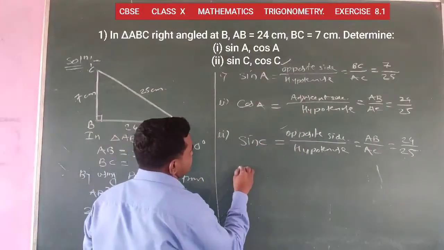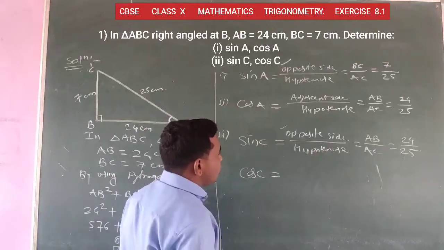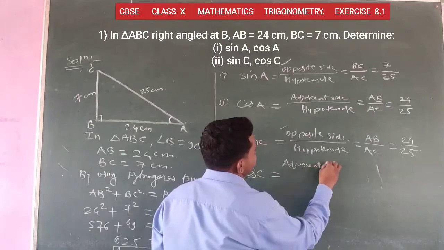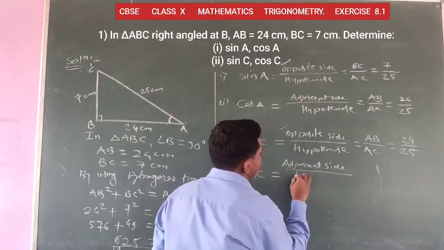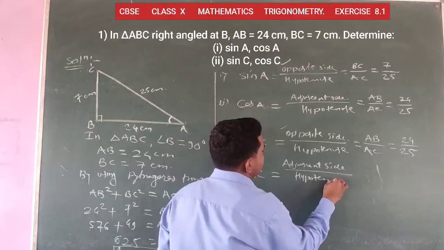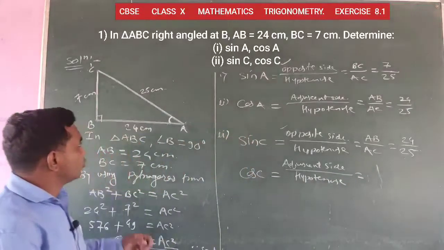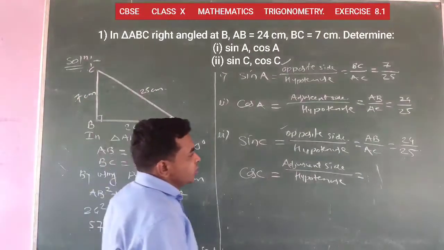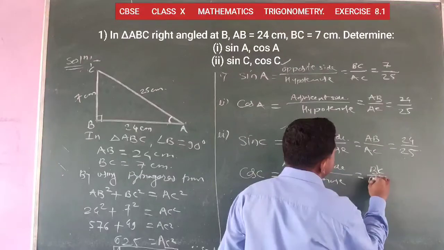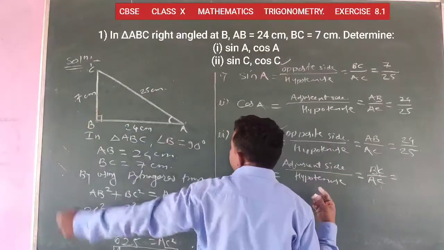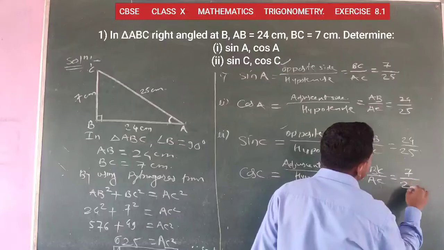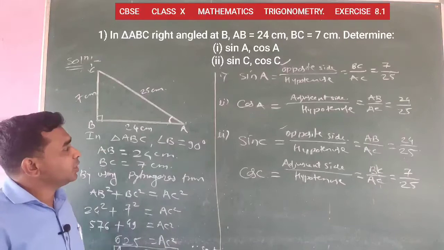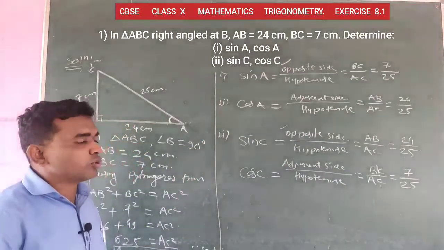And the last one is cos C. What is the formula for cosine? Adjacent side upon hypotenuse. For the position of the angle C, the adjacent side is BC. So BC upon AC. What is the measurement of the side BC? 7, and AC is 25. So these are the ratios we had to find, and this is the answer for the first question.